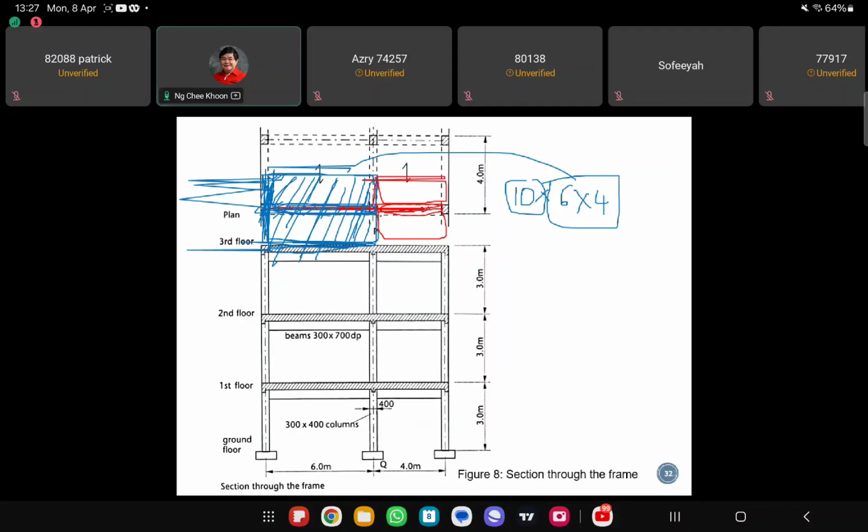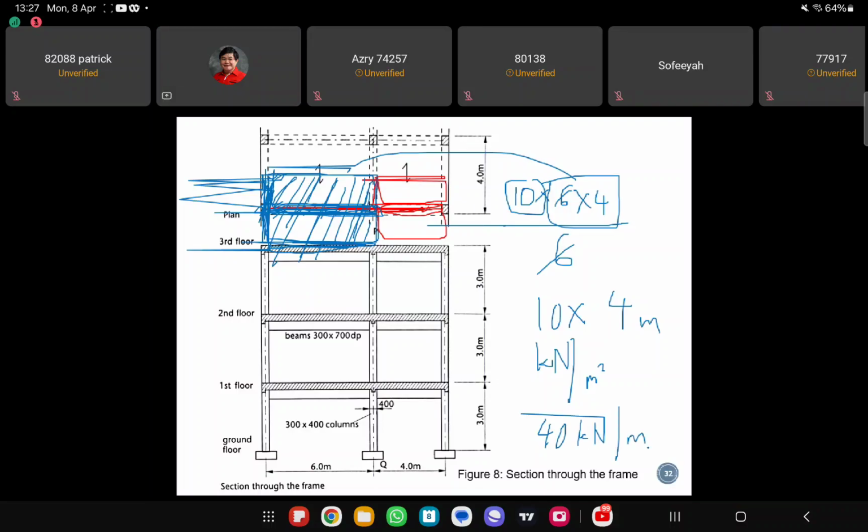But we don't want the total load. We want to know what is the load per meter length on the beam. So we divide by 6 again, right? So this 6 and 6 will be cancelled off. So you have only 10 times 4 meter, right? This is kilonewton per square meter, right? So this one is meter, and then this is per meter. So I'm going to get 40 kilonewton per meter length on the beam, right?